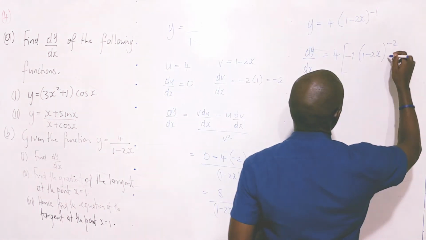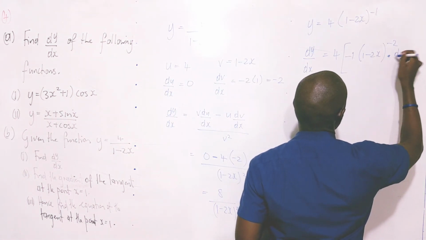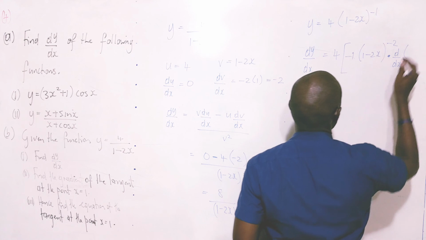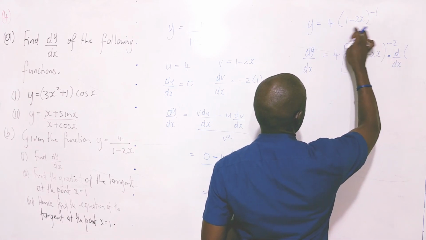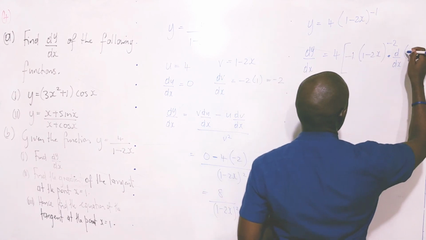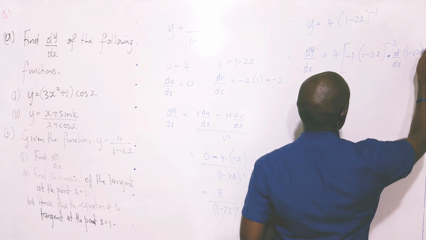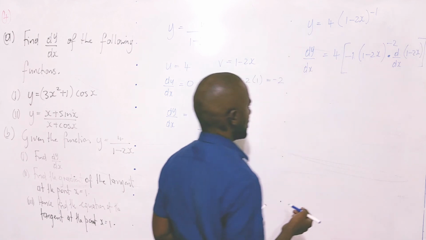Then now, we have to multiply by the derivative of what is inside the brackets. Inside the brackets, you have 1 minus 2x. And so you have to multiply by the derivative of 1 minus 2x. And of course, close our square bracket.